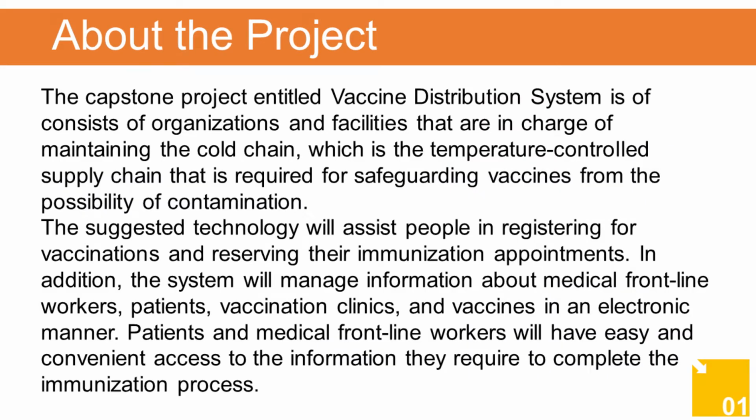When it comes to vaccine distribution, the term refers to a network of organizations and institutions that are responsible for ensuring that vaccines are delivered from manufacturers to providers and finally to patients. Manufacturers, distributors, providers, and patients are all part of the vaccination delivery system. Additionally, the system consists of organizations and facilities that are in charge of maintaining the cold chain, which is the temperature-controlled supply chain that is required for safeguarding vaccines from the possibility of contamination.